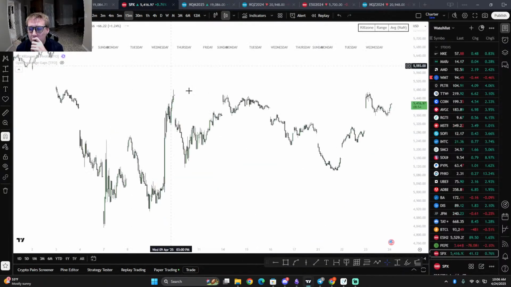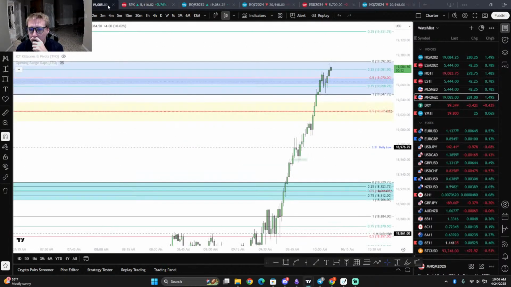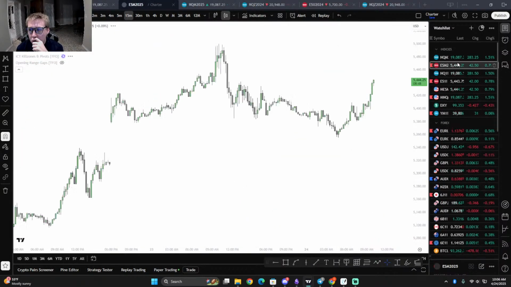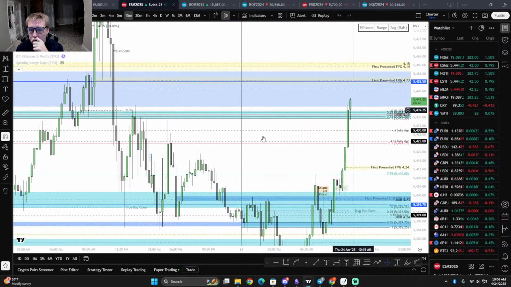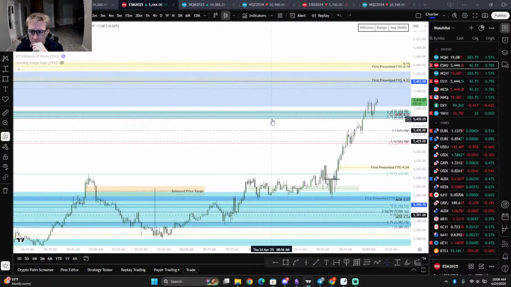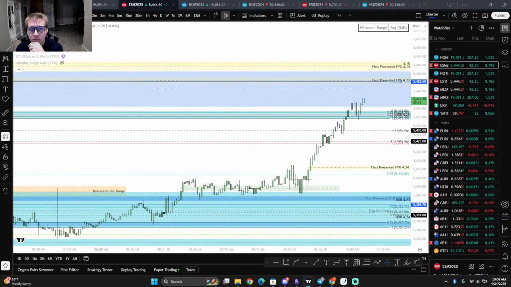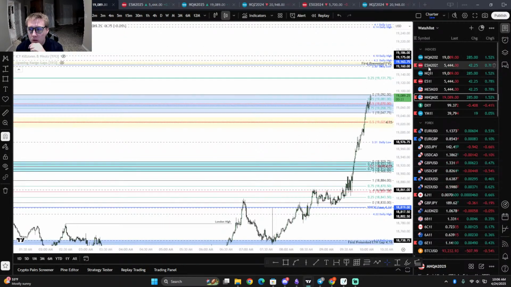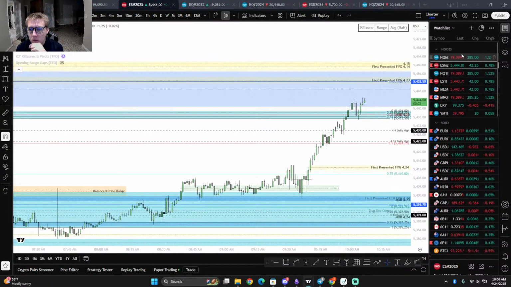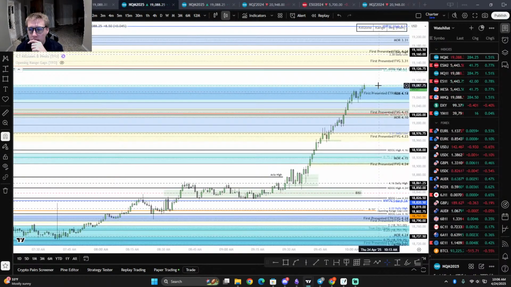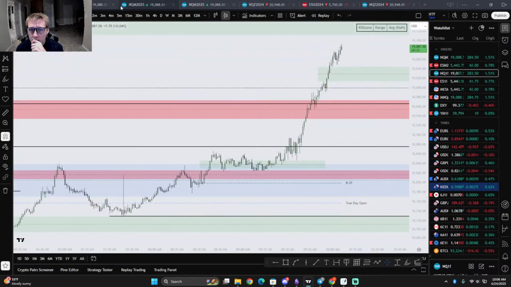Notice ES is the laggard here. ES has just traded above into this inefficiency. ES is a lot stronger here. Something to note.